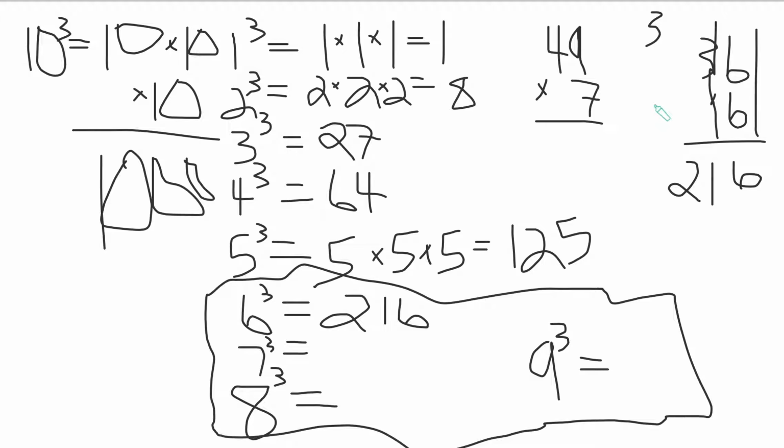7 minus one group of 7. So 50 times 7 is 50 groups of 7. 49 times 7 is 49 groups of 7. So it's 50 groups of 7 minus one group of 7. So 350 minus 7. That ends up being 343.